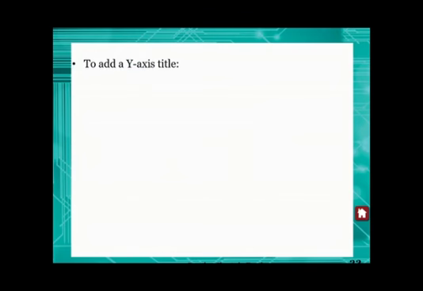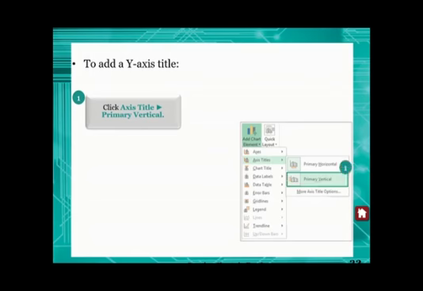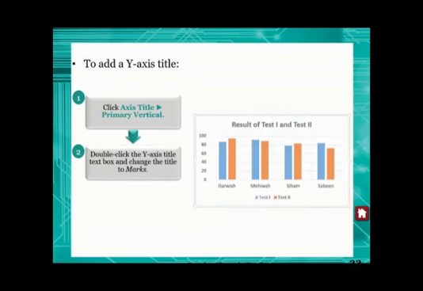To add a y-axis title, click Axis Title Primary Vertical. The y-axis title text box will be added to the chart. Double click the y-axis title text box and change the title to Marks. The axis titles will be added to the chart.